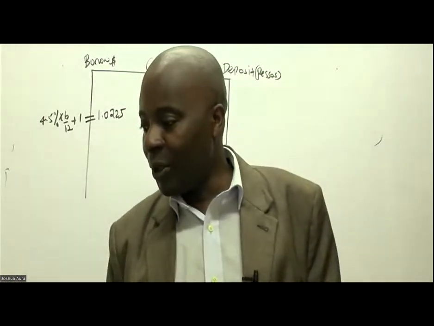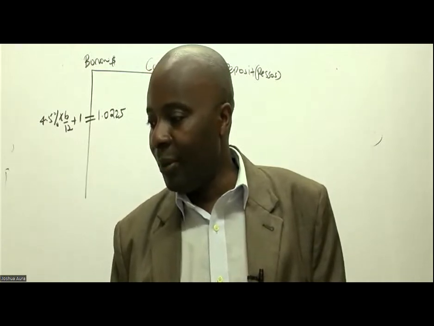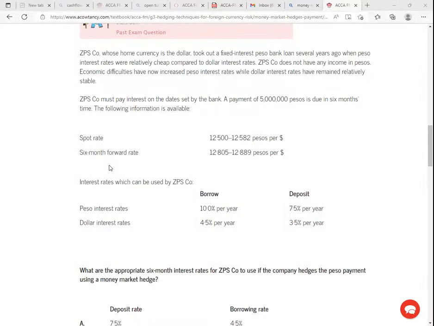Okay. So for the depositing of the pesos, it is 7.5% per year. So this is 7.5% per year times 6 over 12 plus 1. Marietta has already given me 1.0375. Thank you very much.